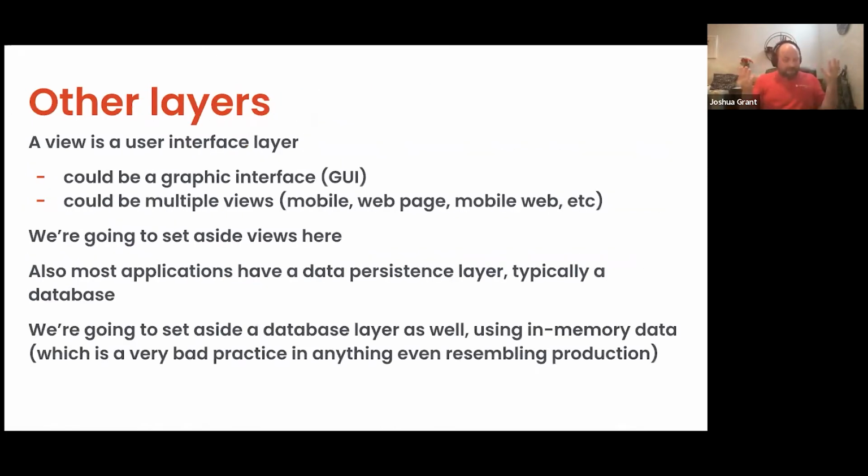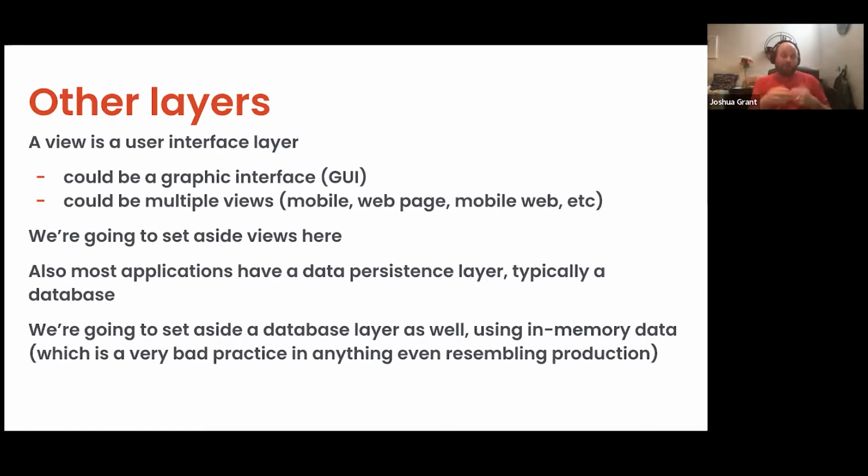The other layers: a view is a user interface layer. This is the layer that the user actually sees and interacts with. It could be a GUI, something like a web page, a mobile application page, or a mobile web page. You could have multiple views that control the same models with the same controllers, or controllers that are unique to each view. We're just going to set aside views here. We're going to assume that the front-end developers have that in hand.